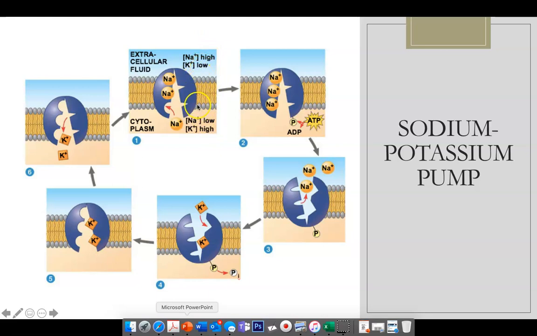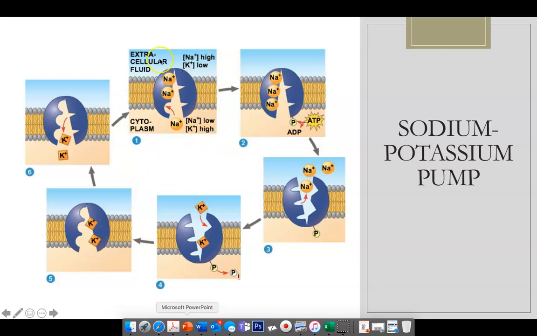Again, the natural tendency of things is to move from high to low. So the potassium ions, which is typically high on the cytoplasmic side, has a natural tendency to go out of the cell. But we don't want that. We want a high amount of potassium in the cell. So we have to have a mechanism to keep bringing potassium back into the cell as it is moved out of the cell from high to low.